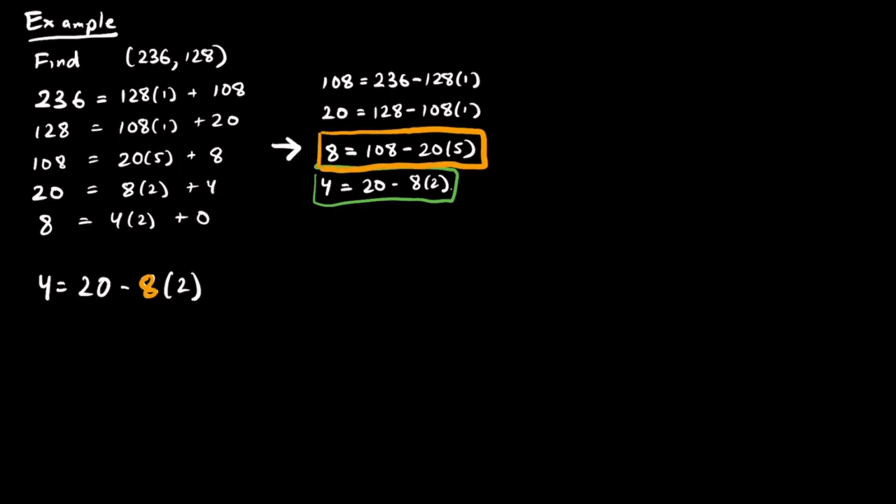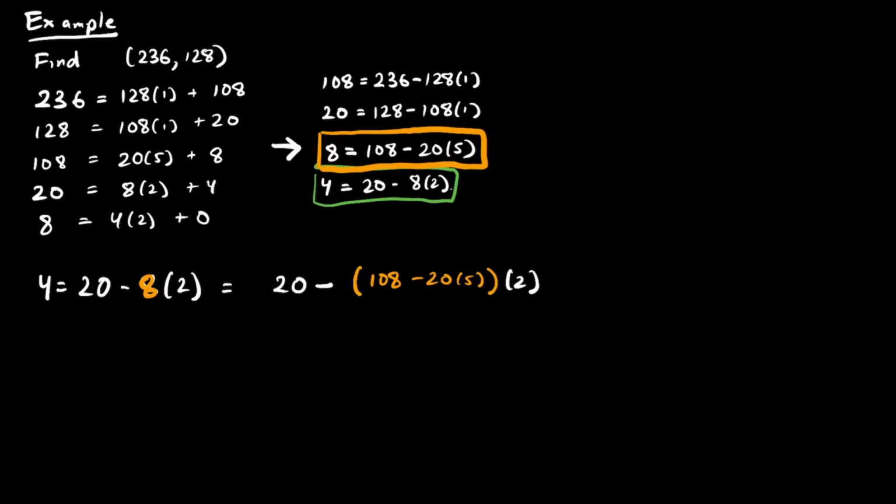So let's do that. I'm going to say that this guy is 20 minus, and now 8 is getting replaced by 108 minus 20 times 5. So let's write that in parentheses. I'll say 108 minus 20 times 5. And I'm going to leave that 2 on the outside. So I'll say times 2.